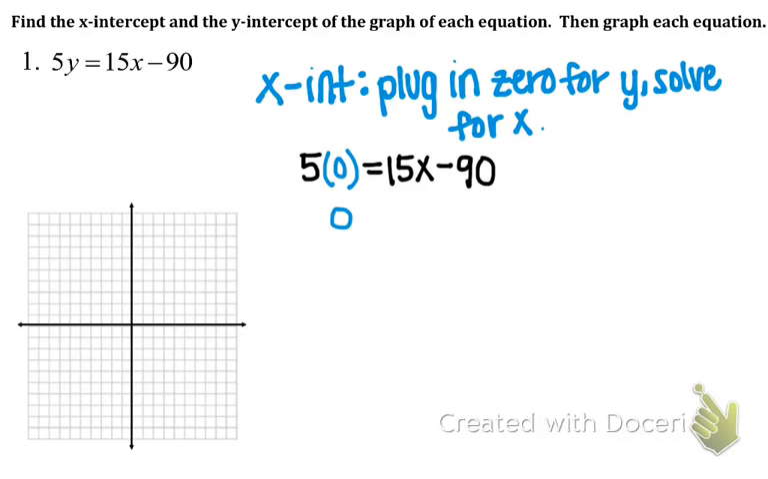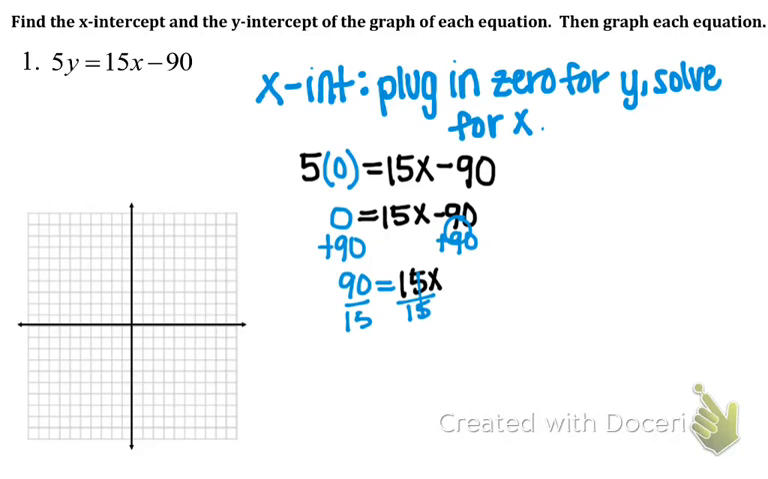Well, 5 times 0 is 0, which is equal to 15x minus 90. I need to now isolate the x, so I'm going to add 90 to both sides. So I have 90 is equal to 15x. Divide by 15, and x is equal to positive 6.